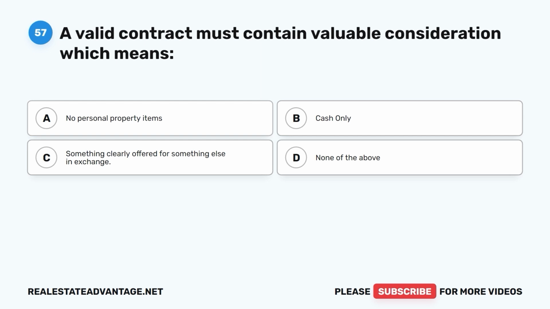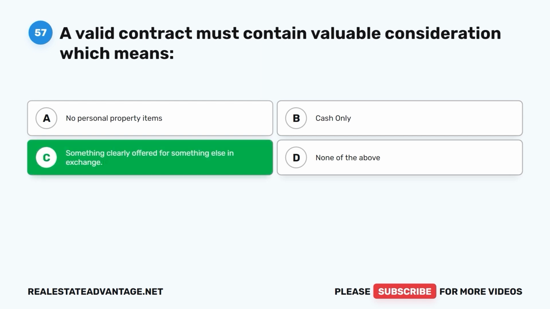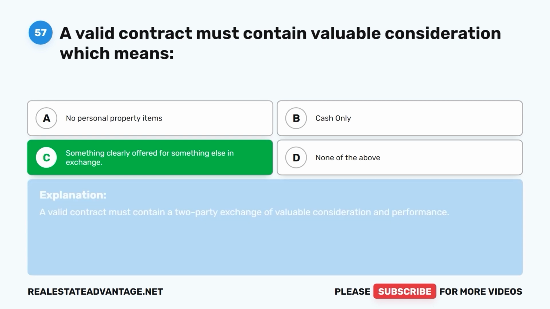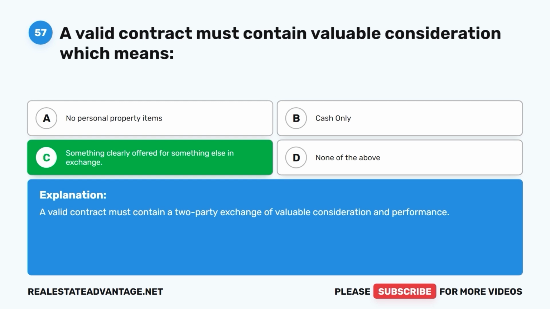No personal property items, B. Cash only, C. Something clearly offered for something else in exchange, D. None of the above. The correct answer is C. Something clearly offered for something else in exchange. A valid contract must contain a two-party exchange of valuable consideration and performance.